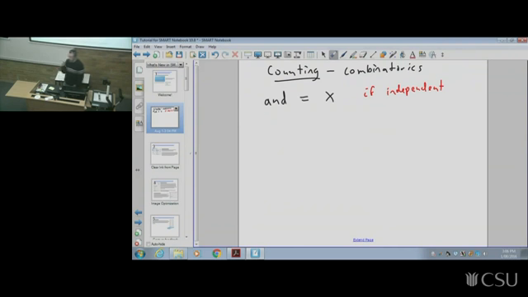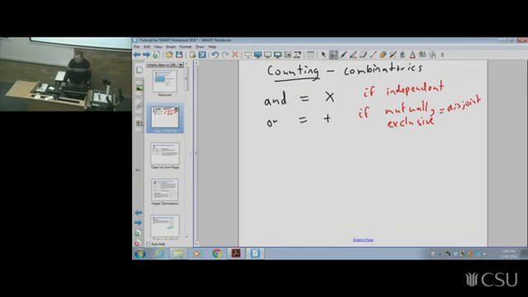So the other one is "or" equals plus, and this one is if mutually exclusive. We've used other words for it. Mutually exclusive was disjoint, I think is the word we used before. We used these words the same when we talked about sets a little while ago as well. So mutually exclusive is the same as disjoint.